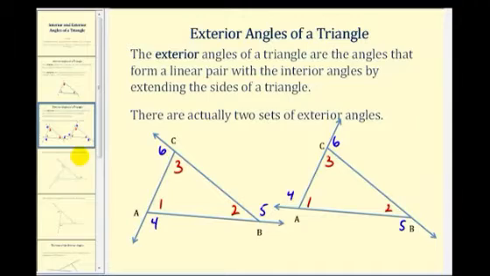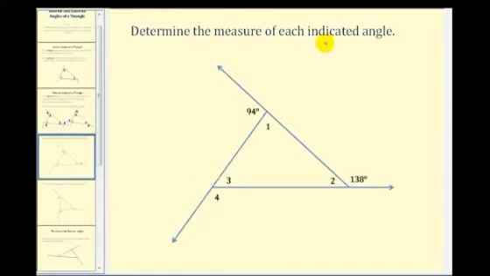Let's take a look at a couple of example problems. Here we want to determine the measure of the indicated angles. So there's a couple things to remember. First, the sum of the interior angles of a triangle will always be 180 degrees. And now we also know that the exterior angles form a linear pair with the interior angles. So looking at angle 2, we know the measure of angle 2 plus 138 degrees must be equal to 180 degrees because they form a linear pair.